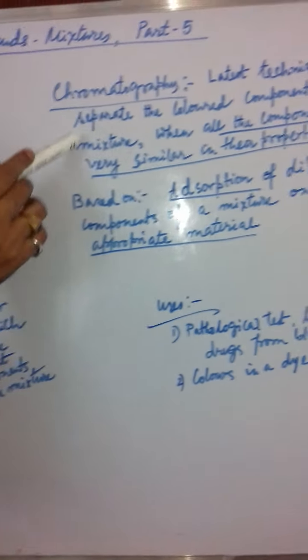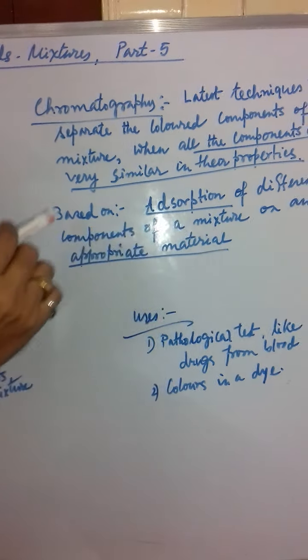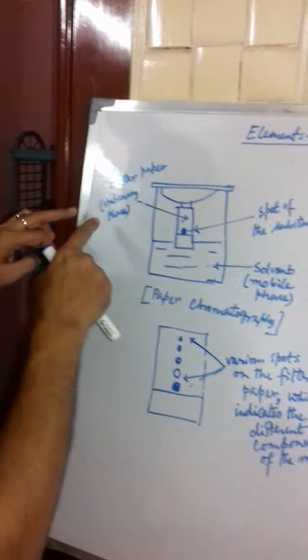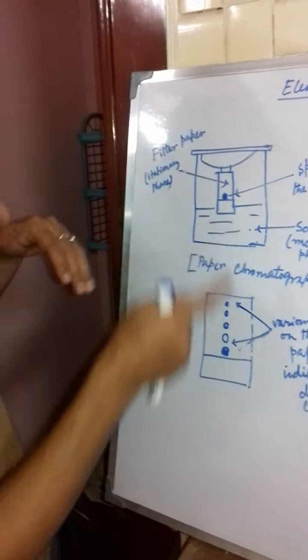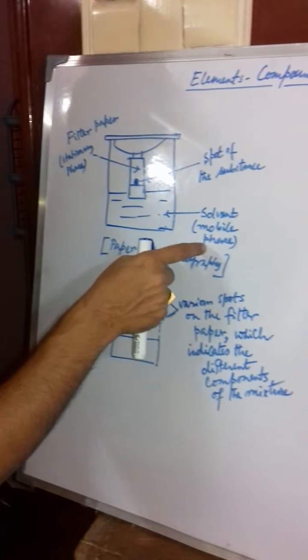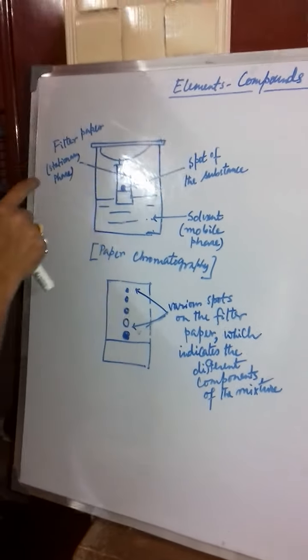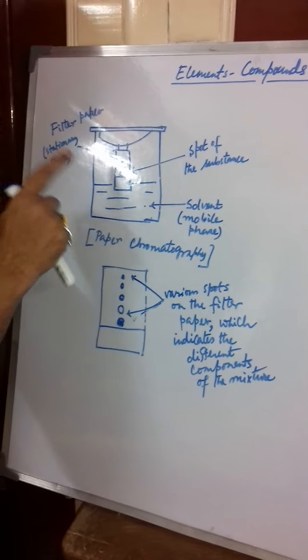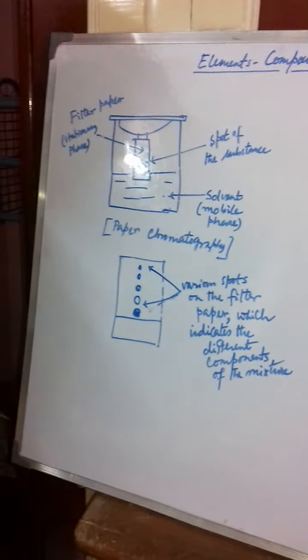This is the basic idea of chromatography. You have to learn the definition, that it is based on adsorption, and you have to learn that chromatography is based on two different phases. One is the mobile phase, that is the solvent, and the other is the stationary phase, which is represented by the filter paper, and the uses. So this is all about chromatography.